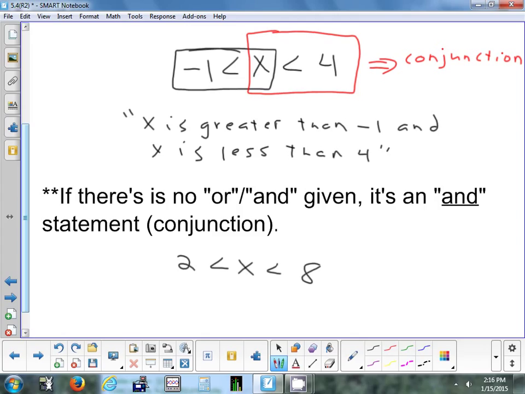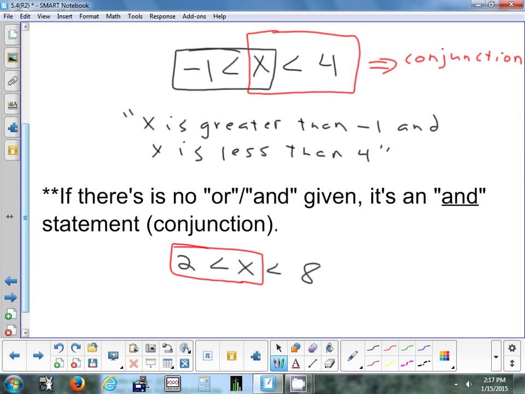So just look at that. Okay, can anybody tell me where I could put one of my boxes? I want you to try to identify the two separate inequalities here. The 2 in the less than, and the 8 in the greater than, I think. No, well, 2 is less than x. Good. Stop there. 2 is less than x.